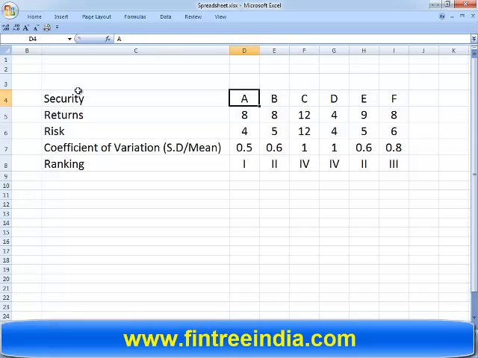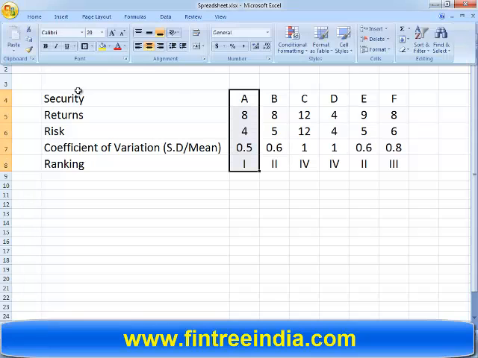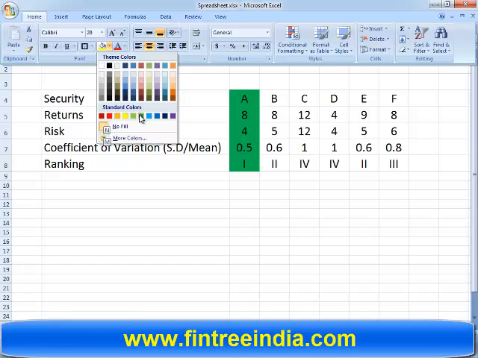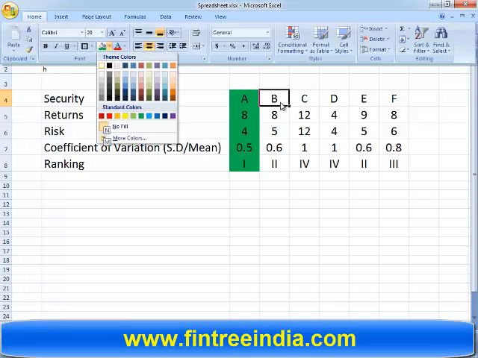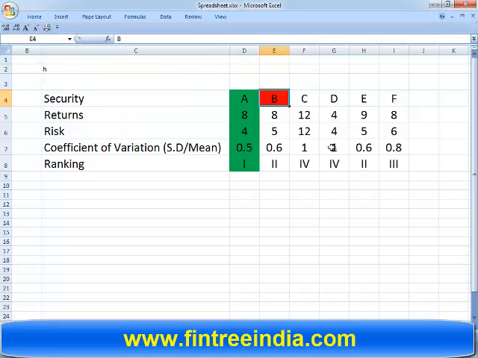See, A is the best possible security for us, and the reason why we choose A is because it gives us the lowest coefficient of variation. Now we will not choose B because it gives you the same return but a higher risk, and therefore B goes out of the picture. So if B is thrown out of the picture, which has a ratio of 0.6, then by that logic even E should be thrown out of the picture and even F should be thrown out of the picture.